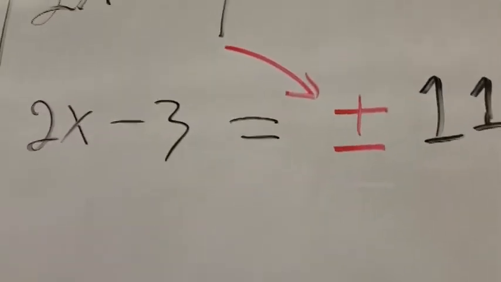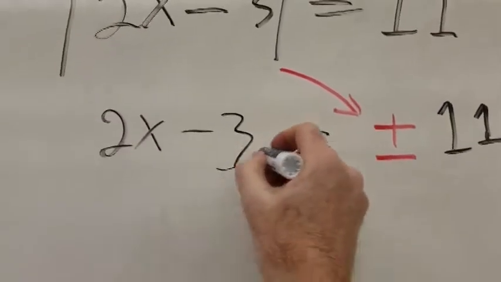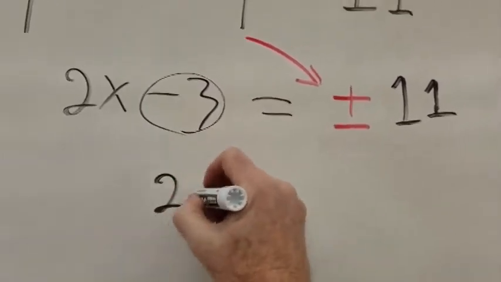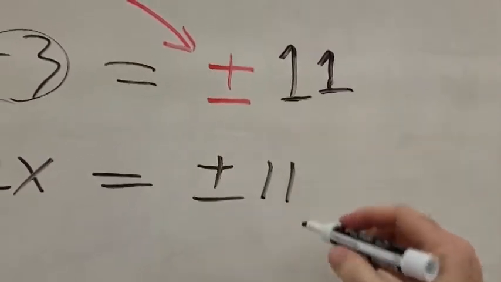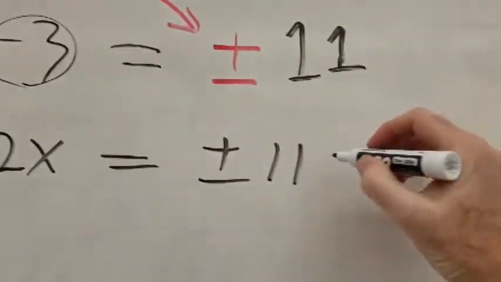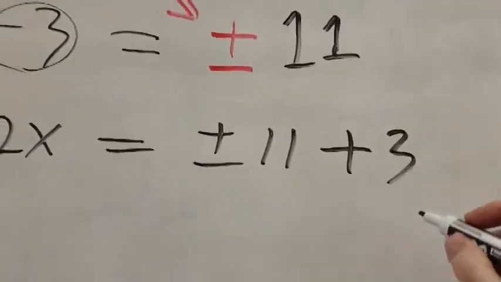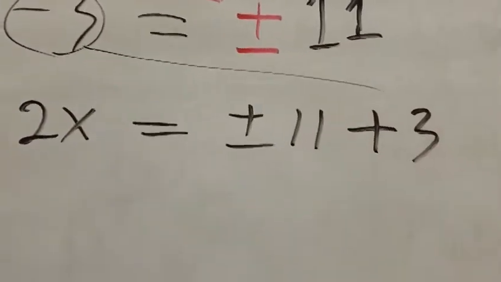Now move the 3 to the other side by addition. So we've got the plus or minus. So we move the negative 3 over here by addition. So move that 3 over there by addition.